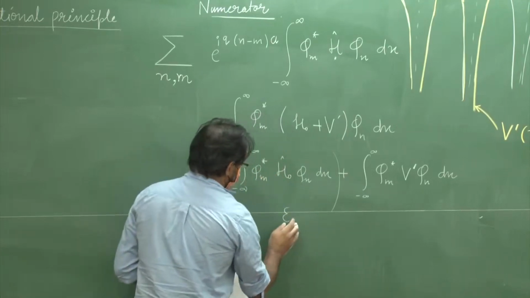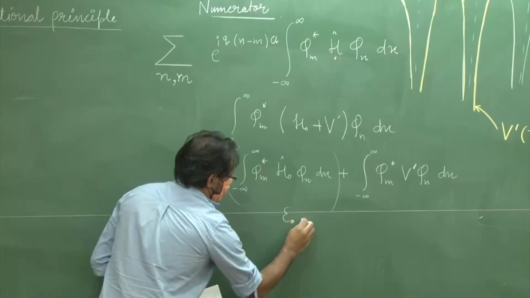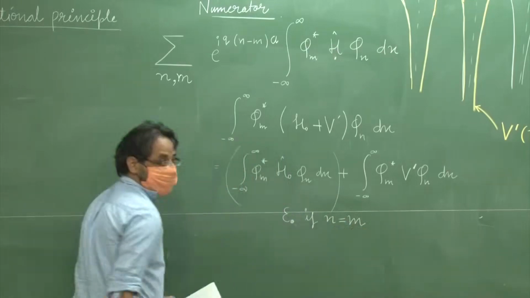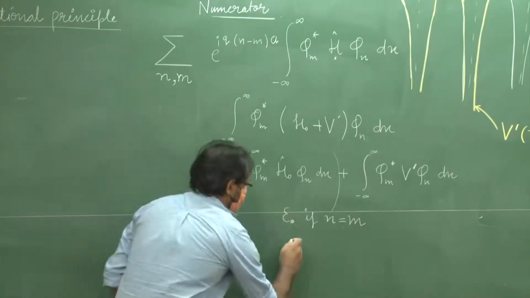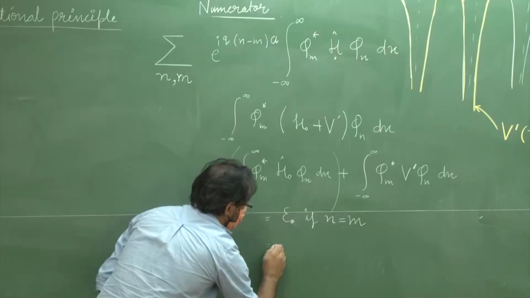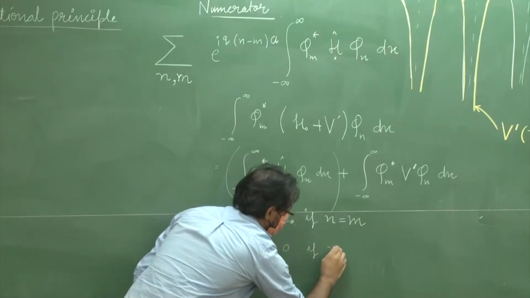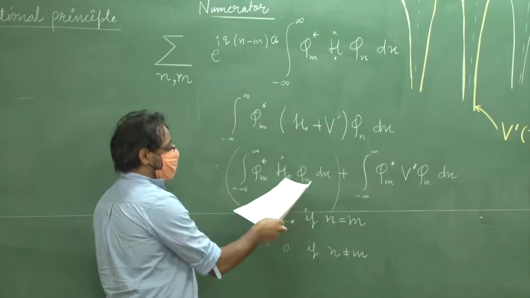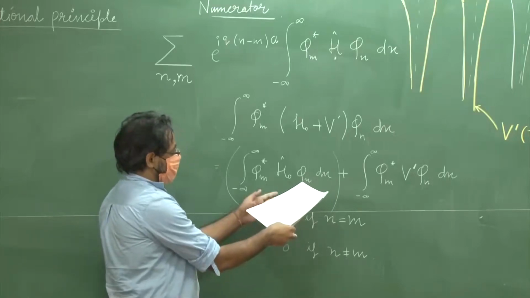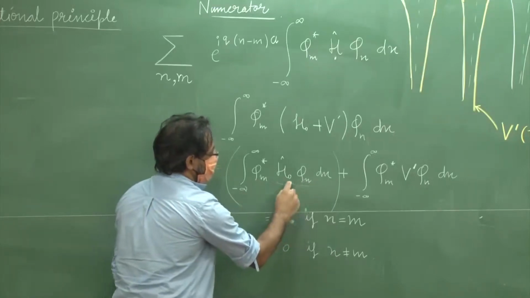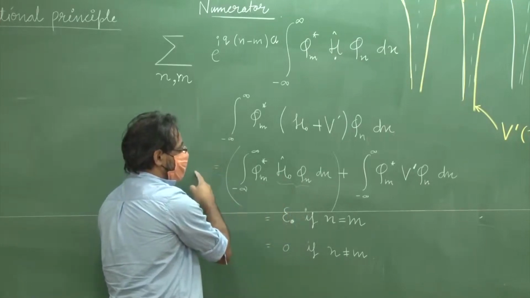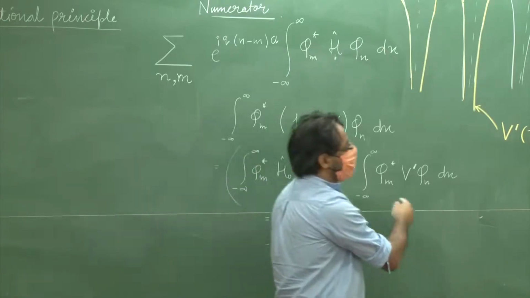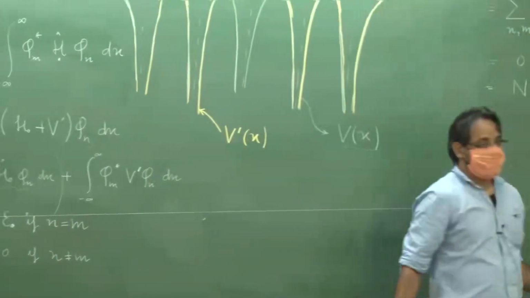So the first integral is E naught if n equals m, and this is equal to 0 if n is not equal to m. Why? Because once again, when this operator acts on this, you get E naught phi n. E naught will come out of the integration sign and you will get the integral from minus infinity to plus infinity of phi m star phi n, and we just showed that this is 0.